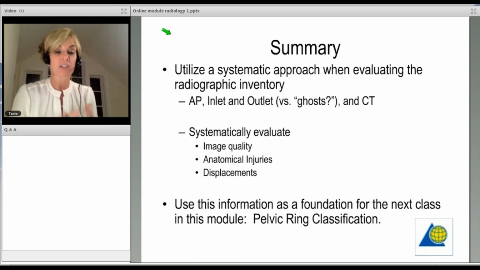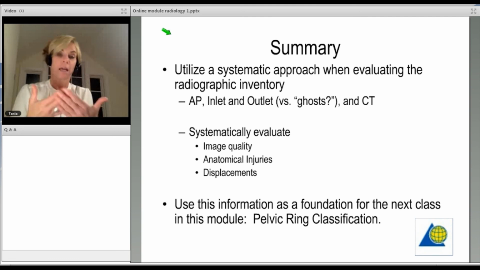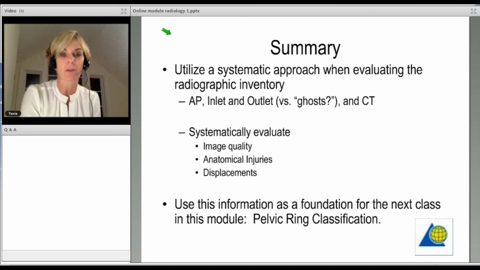Now, I hope that you'll digest this information because you're going to need to use this as a foundation for not only the next class in the module, which will be pelvic ring classification, but also when you come to the course and work with your experts face to face. You'll have to have a pretty good foundation with this information come into the course.